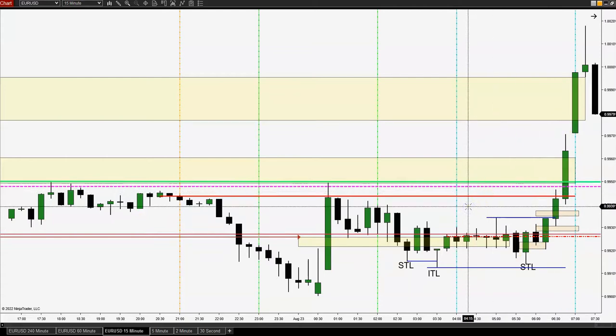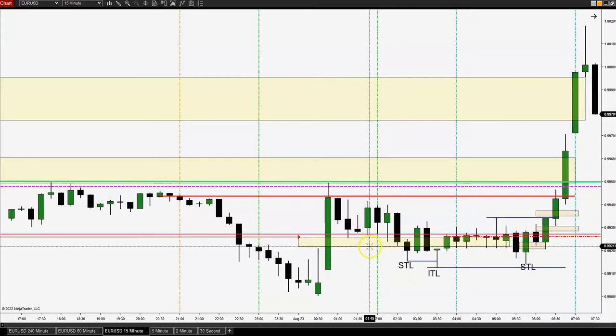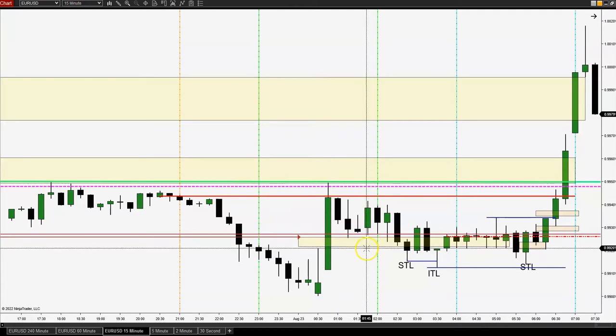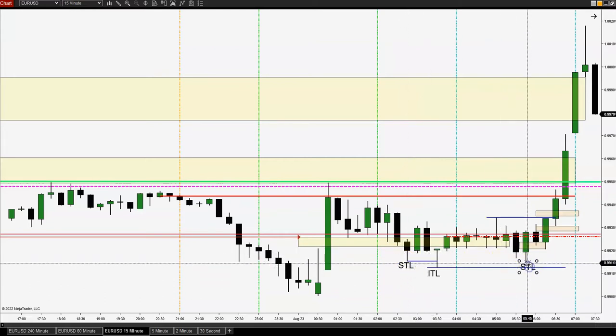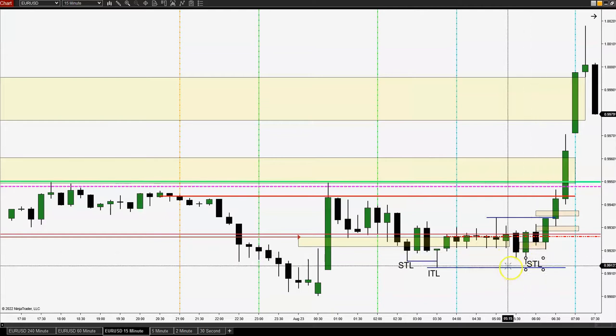So let me go back to this again. What makes an ITL? There's two things. One, when the market rebalances a level, that is an ITL. And number two, another thing that makes an ITL is when you have a short-term low to the left, which is here, and a short-term low to the right, which is like this one.